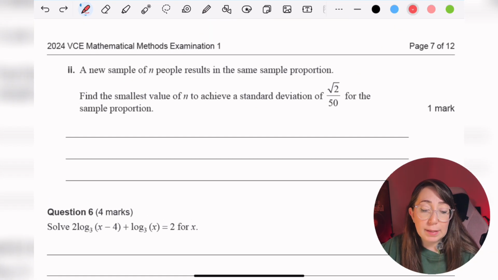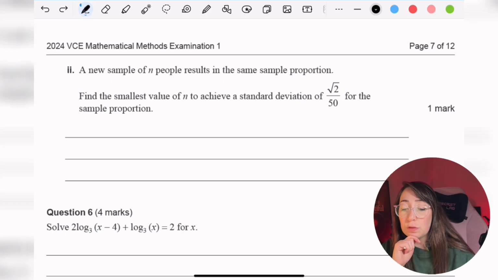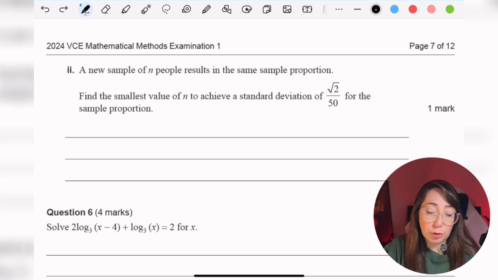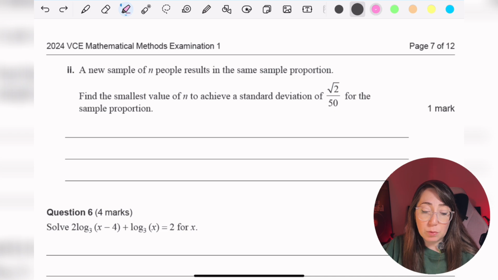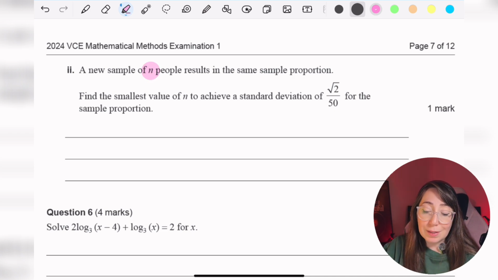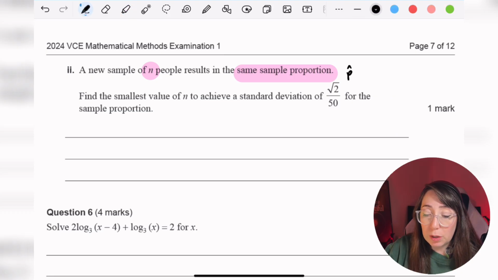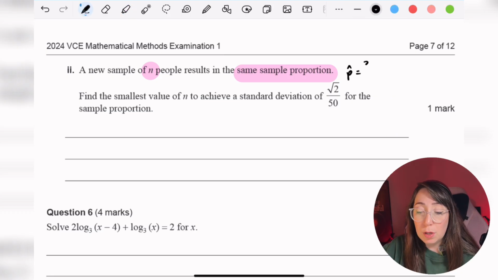Our final part says, a new sample of n people results in the same sample proportion. Find the smallest value of n to achieve a standard deviation of root 2 on 50 for the sample proportion. Highlighting key parts: we've got a sample of n, so now we don't know what our n value is anymore, and it results in the same sample proportion, which means the sample proportion we're going to be using is what we had before, 3/5.